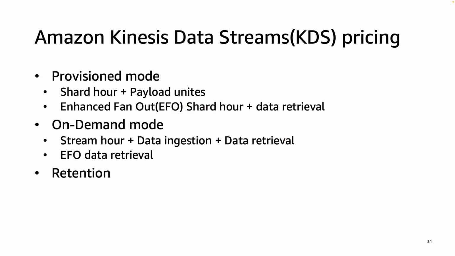Now let's take a look at the pricing. In KDS, Kinesis Data Streams pricing, there are two modes, as I mentioned before: provisioned mode, and second, on-demand mode. In provisioned mode, you pay shard hour plus payload units. And if you are using enhanced fan-out, you pay for enhanced fan-out shard hours plus data retrieval. So there are basically four types of pricing that you have to pay in provisioned mode. In the on-demand mode, there is no shard hour concept. You only pay for stream hours, how many hours you are using that stream, plus data ingestion, plus data retrieval, and any enhanced fan-out data retrieval. So this is what you have to pay.